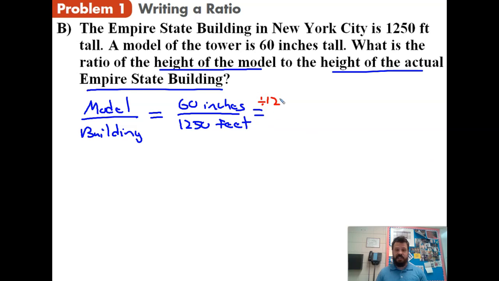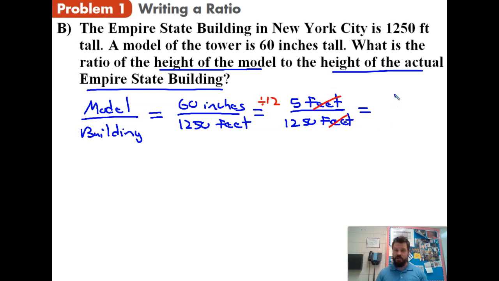So that'll give me 60 inches is the same as 5 feet over the 1,250 feet. And once again, we can think of the feet as canceling. And I can just reduce this 5 over 1,250. I can just take 1,250 divided by 5. And when I do that, I get 250.